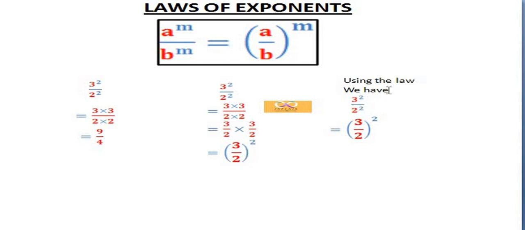So 2 will be the power. Now, using the law, I could directly use the law here because I can see that the powers are the same and the base is different. So 3 to the power 2, 2 to the power 2, I can write this as 3 upon 2 whole thing raised to the power 2. See, it has saved me almost 2 steps over here. So now let us go to the next one.